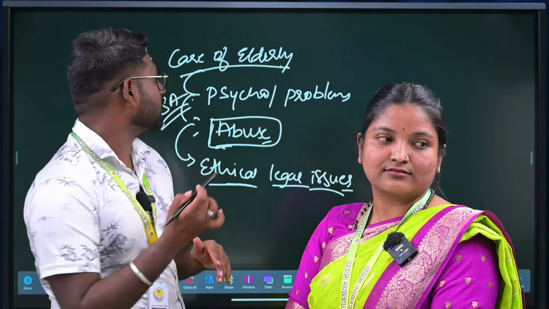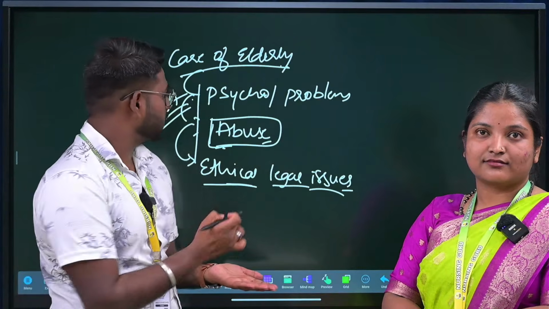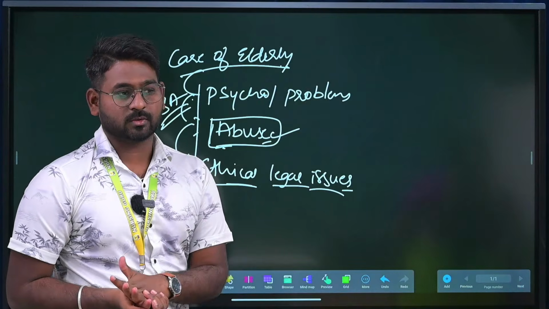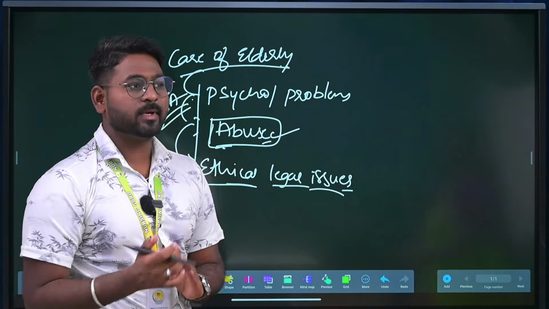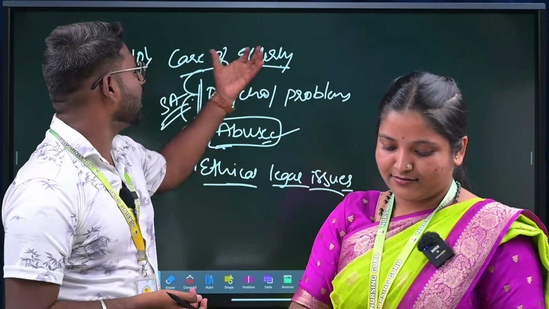For that, the important ones are the psychological concepts and problems, the abuses, and some of the ethical and legal issues. The ethical and legal issues will be very important with respect to this unit. So this is about the 10th unit.